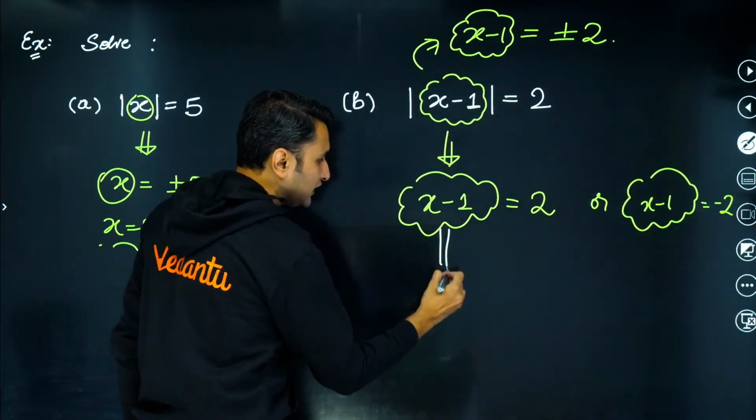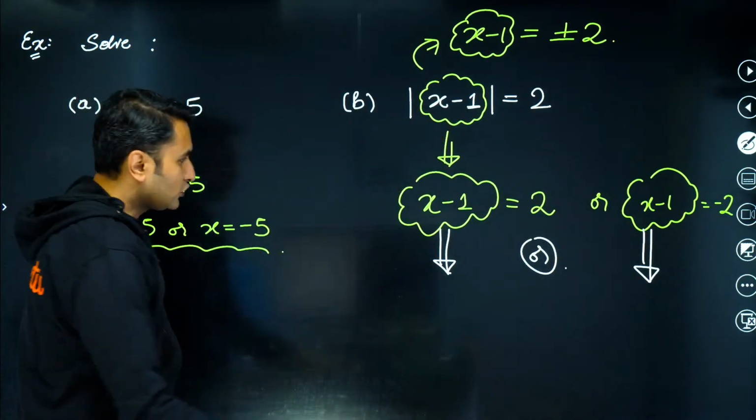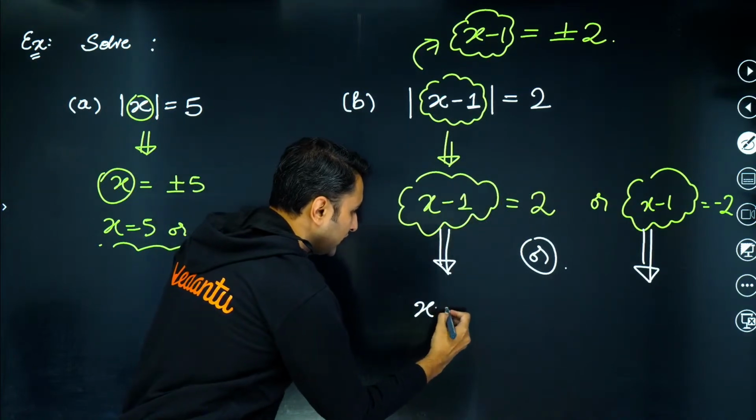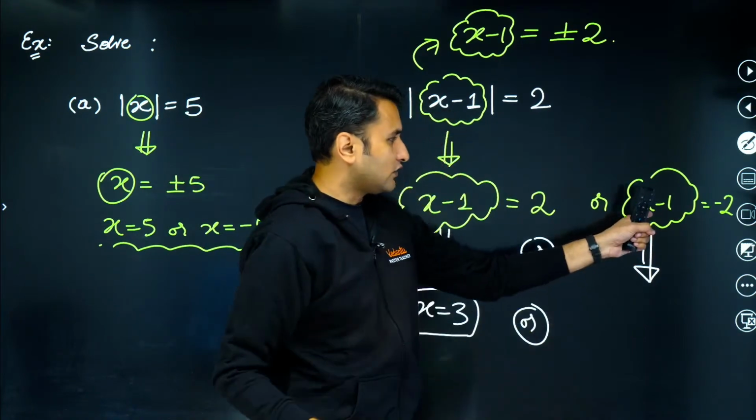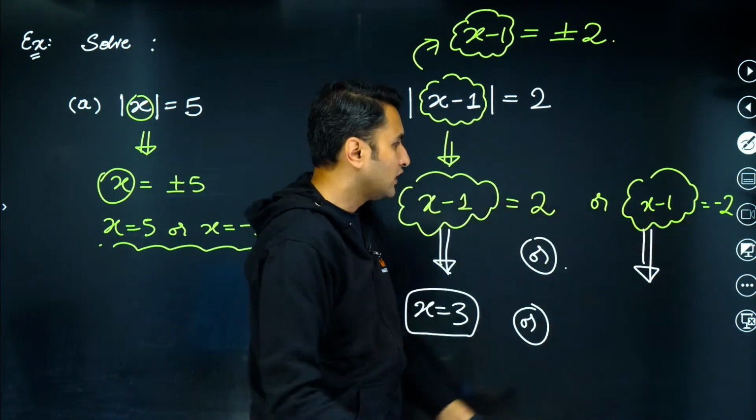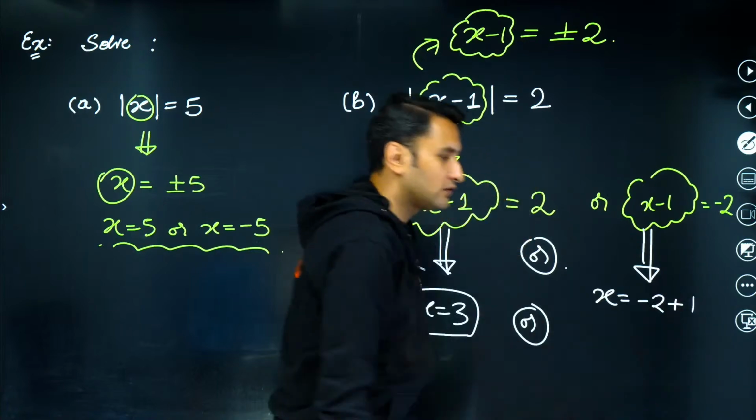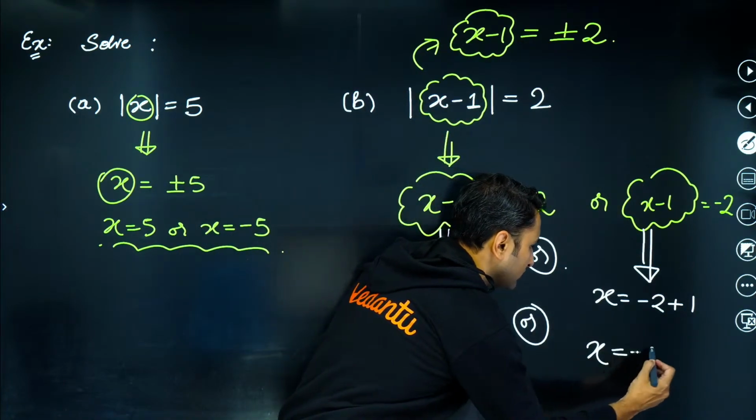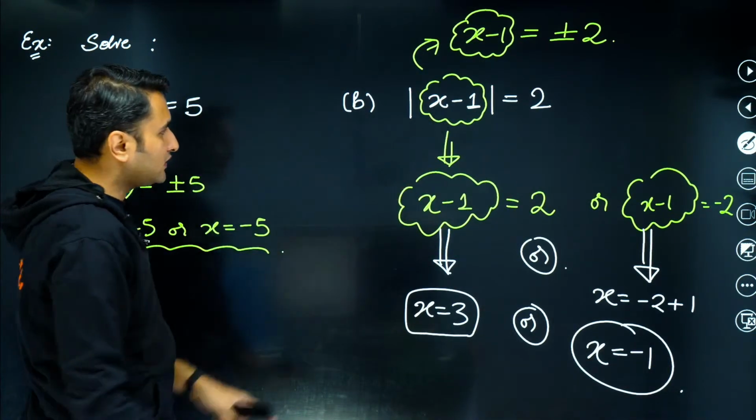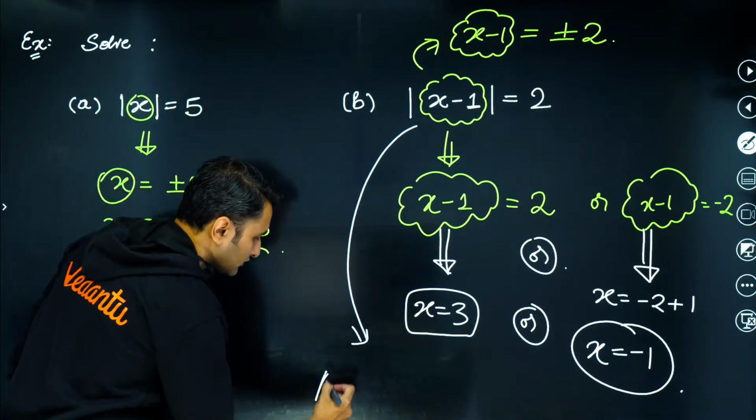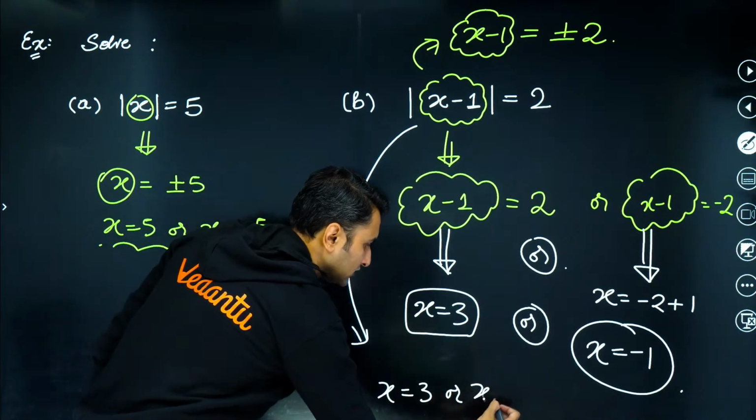How do we solve? Now let's individually solve these two with an or in between. When I solve this, take 1 on the other side, x is equal to 3, or when I solve this one, x minus 1 is equal to minus 2, take 1 on the other side, it will become x is equal to minus 2 plus 1, that is x is equal to minus 1. So what's your answer, bachcho? What are the values of x which satisfy this? So the answer is that x is equal to 3 or x is equal to minus 1.